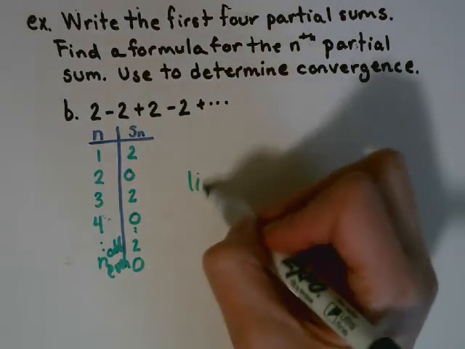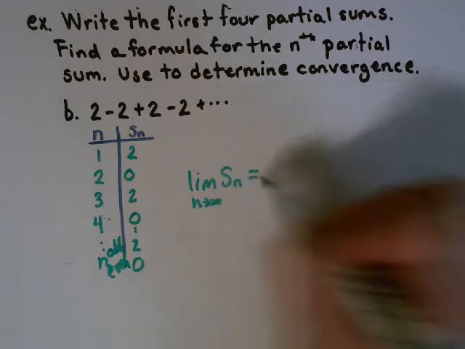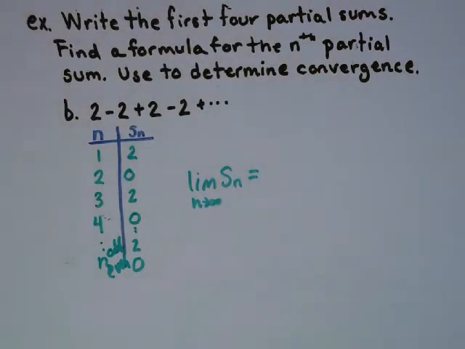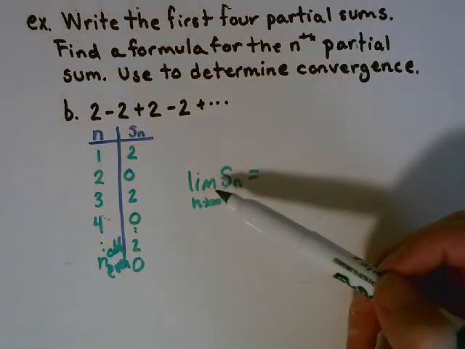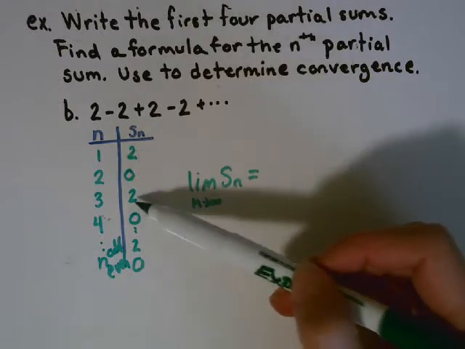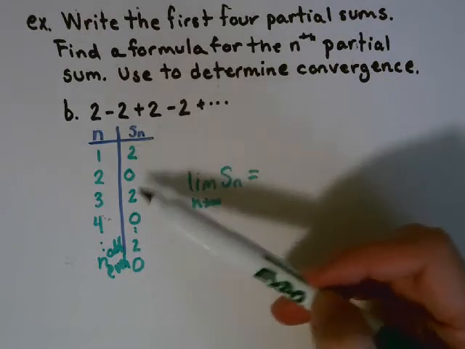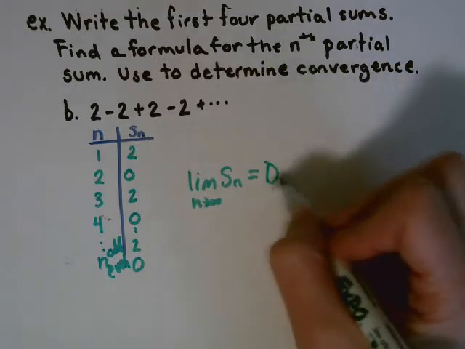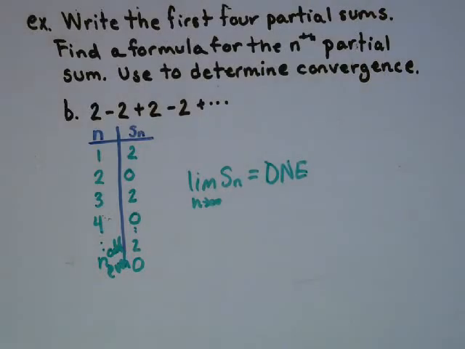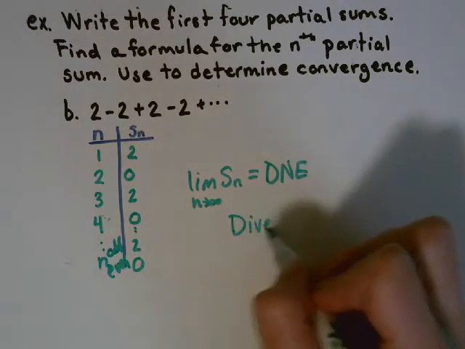So the limit, as n goes to infinity, of Sn, it's not getting extremely big or anything like that, but in order for a limit to exist, it has to go to a single value, and this is going to 2 of them. It is bouncing back and forth between 2, 0, 2, 0. So this limit does not exist. And if the limit does not exist, then the series is going to be divergent.